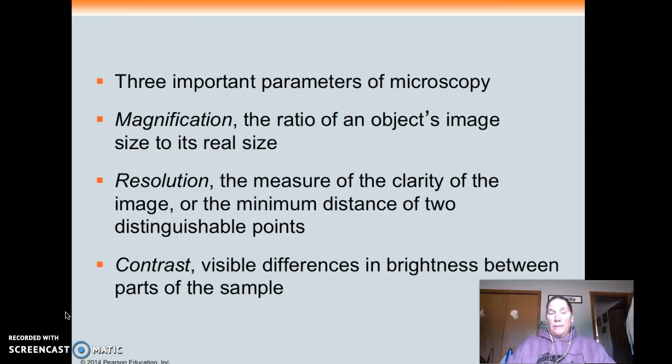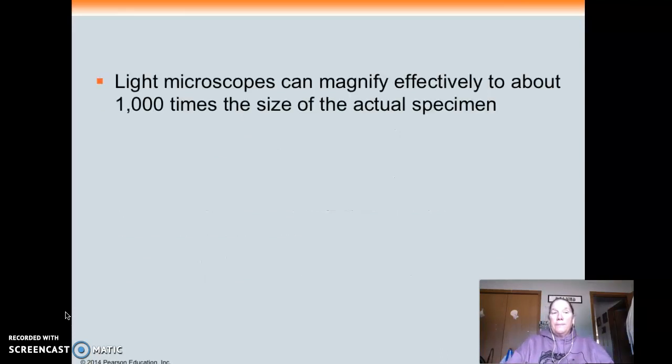So these are the three important parts of microscopy. Magnification, obviously, we want to make things look bigger. Resolution, if we make them look bigger, we still have to make sure we can tell what they are, so they have to be clear. And then contrast, we have to see the brightness, the difference in the different organisms that are on your slide. Light microscopes, like the ones we have at the college, can magnify 1,000 times, so they can make something look 1,000 times larger than it actually is.